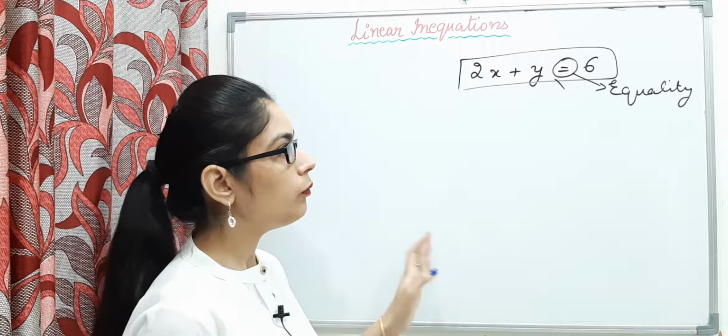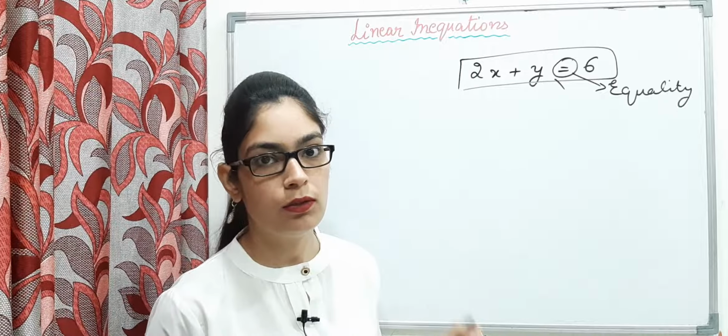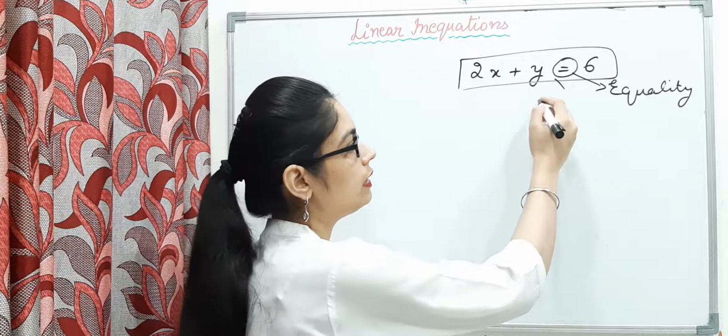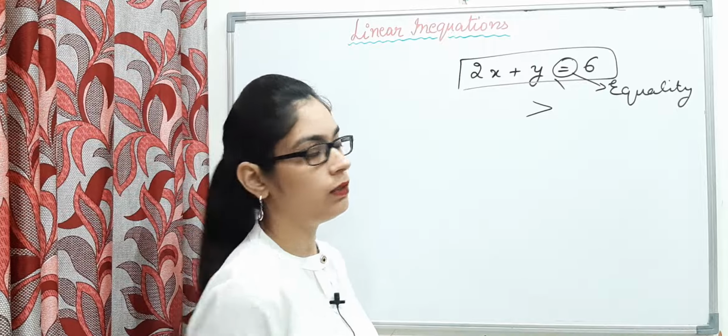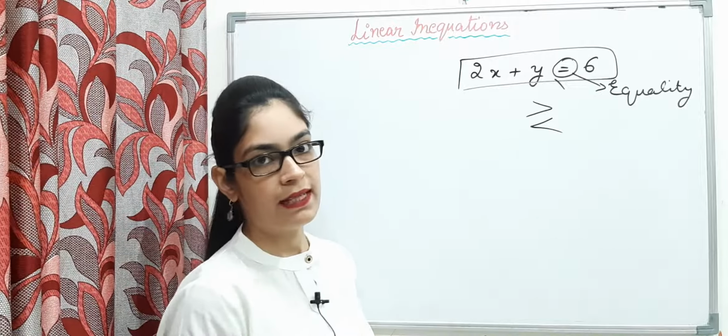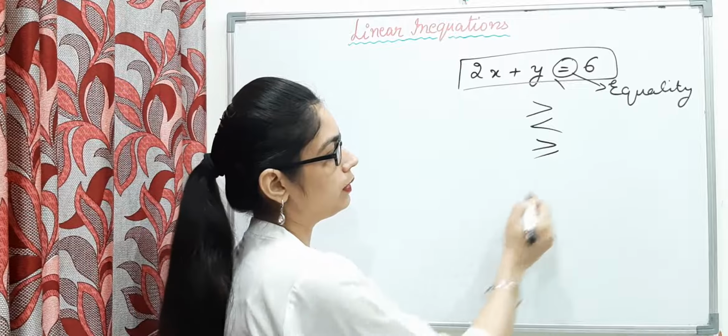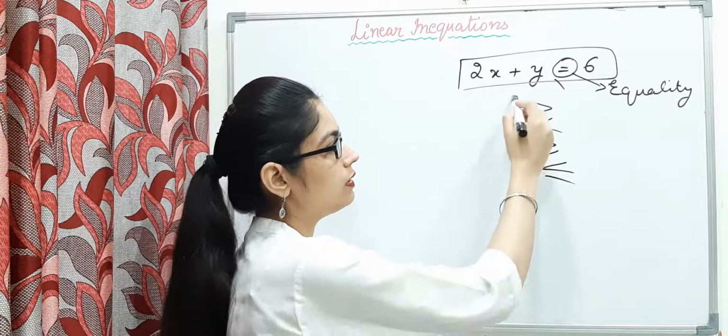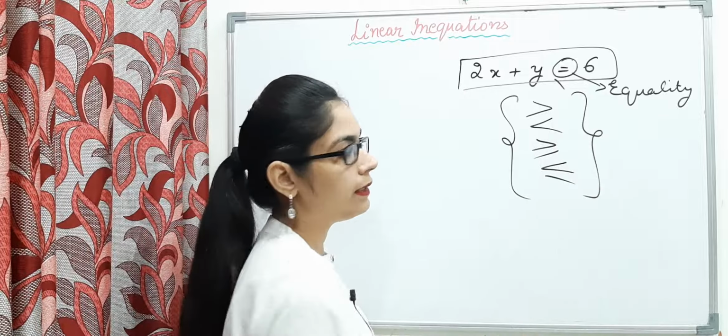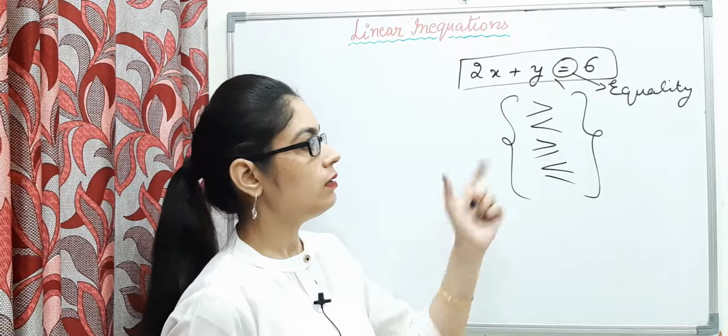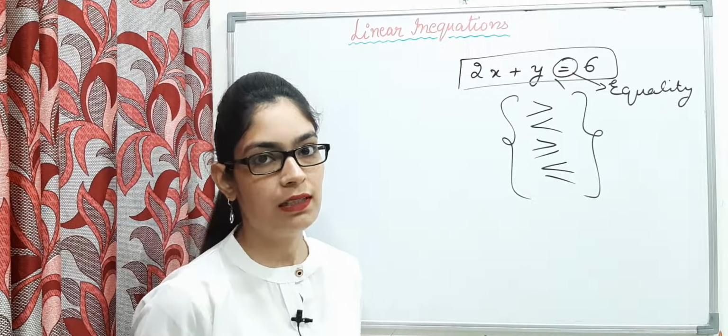In inequations, the sign of equality will not be there, but rather than this, the signs of inequalities like greater than, less than, greater than or equal to, less than or equal to. So these are the four signs of inequalities. Instead of the equality sign, these four signs you will see in this chapter.